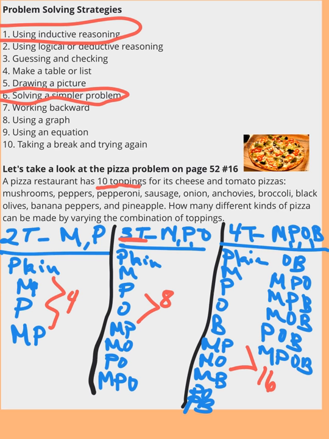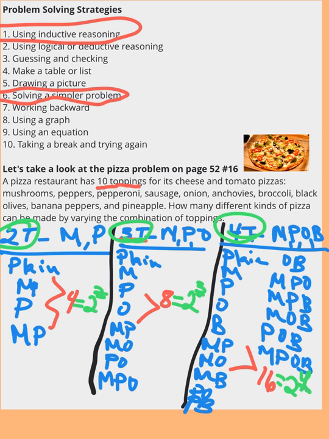We can continue going on, but can you see that we're taking up quite a bit of space listing out all of our possibilities? What I want you to notice, though, is that when we have a 2-topping pizza, it gives us 4 options, which is 2 to the second. When I have a 3-topping pizza, it gives me 8 options, which is the same as 2 to the third. When I have a 4-topping pizza, I have 16 options, which is 2 to the fourth.